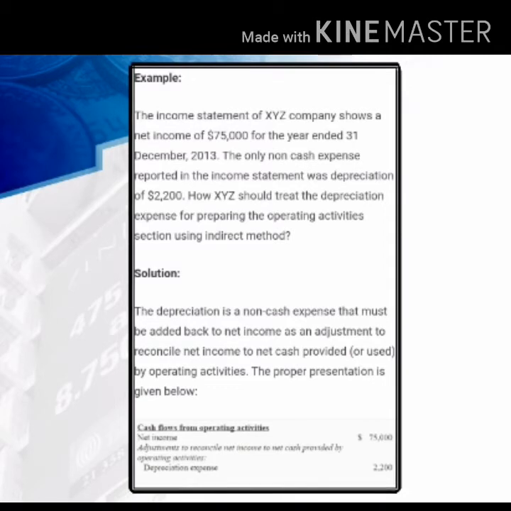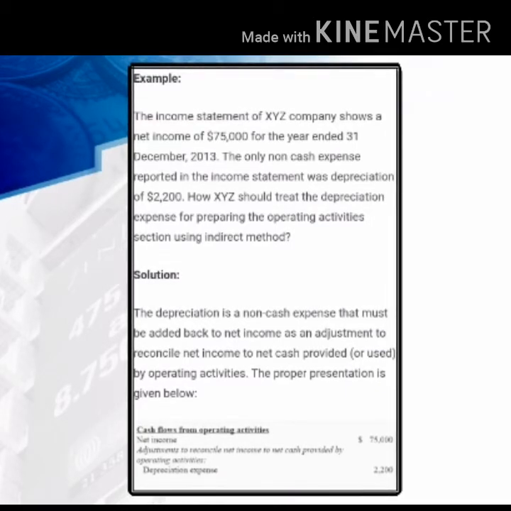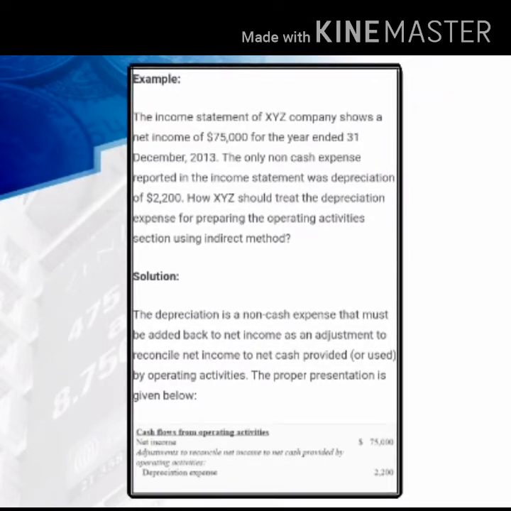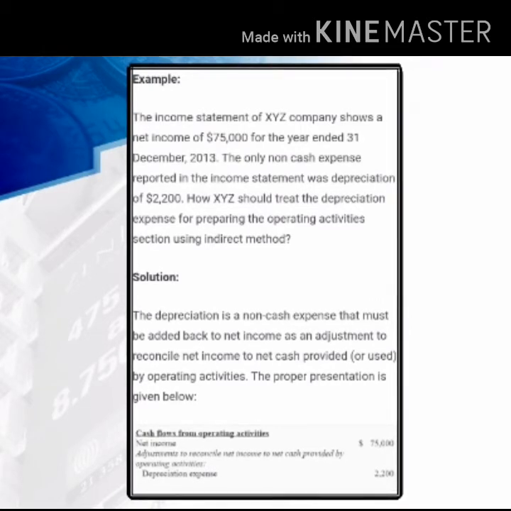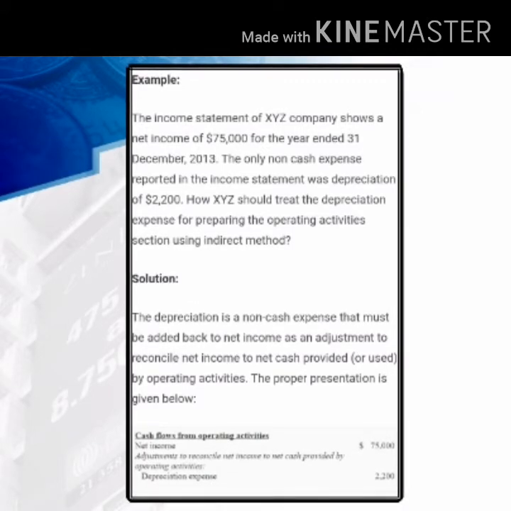So it states here the cash flow from operating activities. We see here the amount of the net income, which is $75,000. Then it states that the adjustment to reconcile the net income to the net cash provided by operating activities was the depreciation expense, which is 2,200.